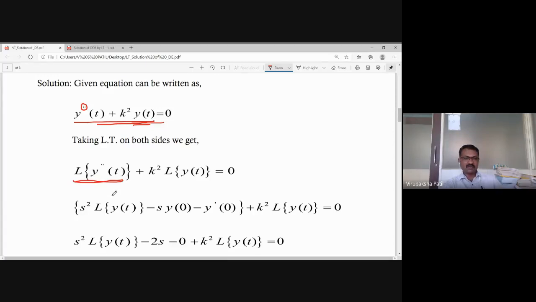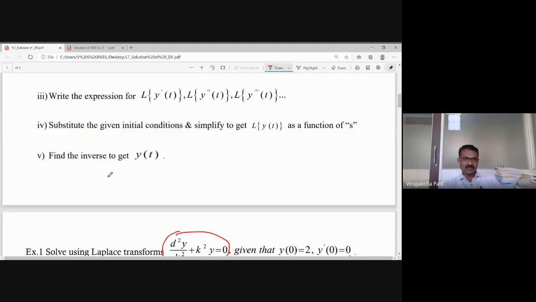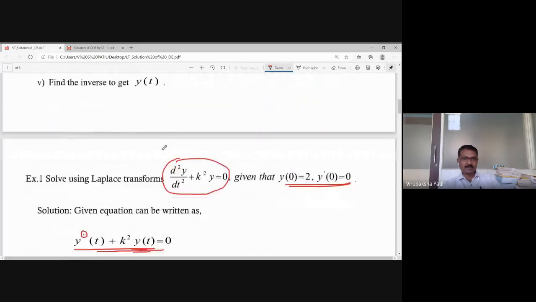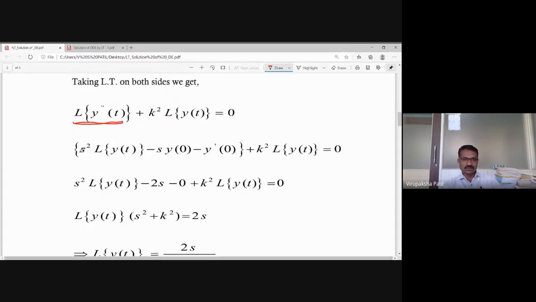What is L of y double dash of t? You already know that L of y double dash of t is s square into L of y of t minus s into y at 0 minus y dash 0. That expression you need to substitute here. That is s square into L of y of t minus s into y at t is equal to 0 minus y dash at t is equal to 0, plus this term you have to write as it is, because y dash, if it is there, then it can be expressed in terms of s. It is L of y of t. Keep this as it is.